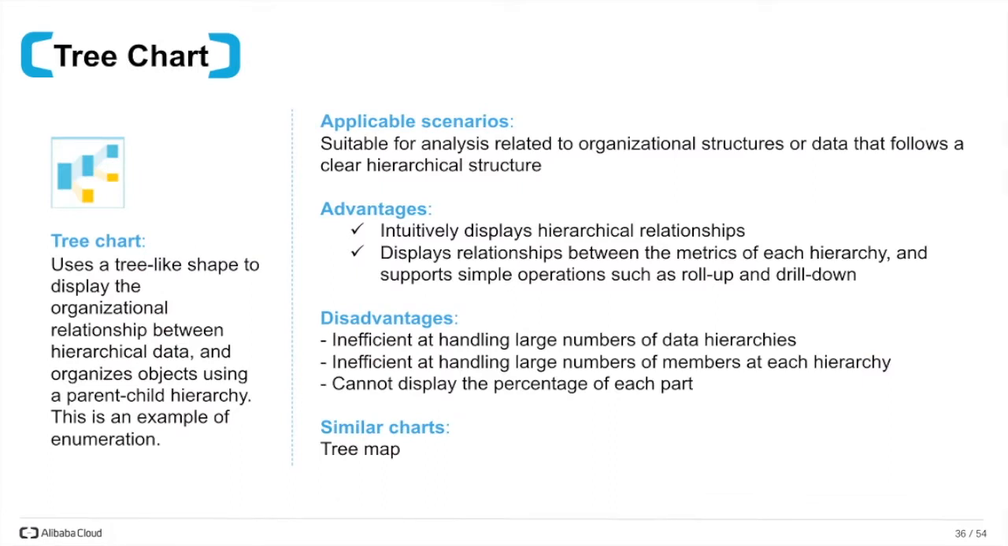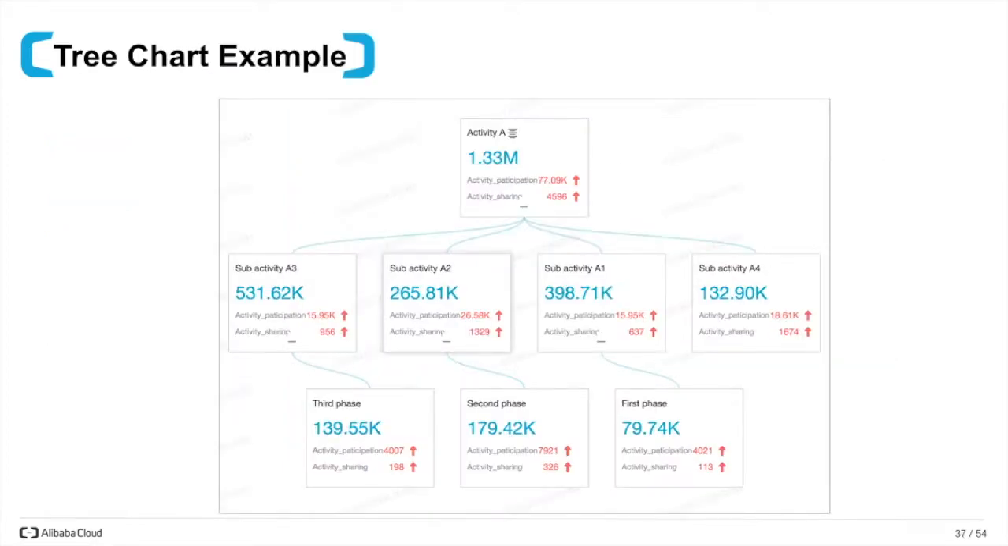Oh, tree chart. There are two types of tree chart. I call them the tree chart and the tree map. Tree chart, the most common usage scenario is to represent the organization hierarchy, right? It's just like this. But my example is not about the organization hierarchy. I just organized one activity, right? But for this activity, I actually split it into several sub-activities to finish it.